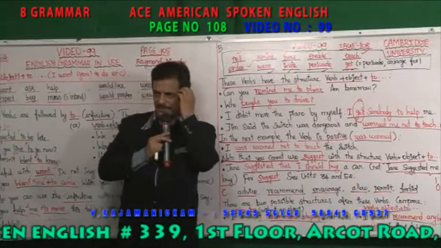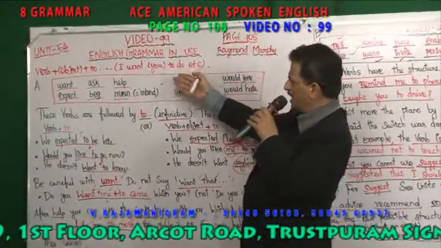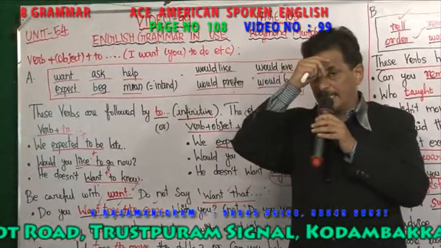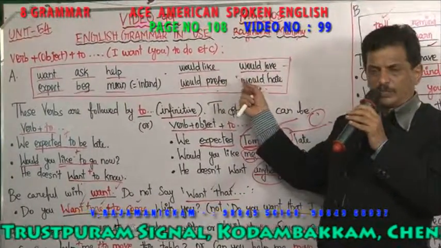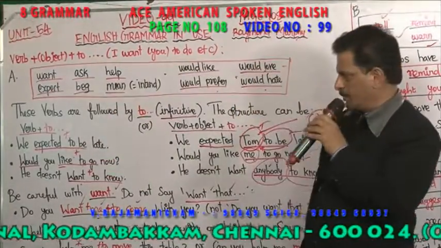Hope you're able to understand the difference. So friends, what you understand: want, expect, ask, beg, help, mean, would like, would prefer, would love, would hate, what comes after these? Object plus to plus present tense can come. Without an object, to plus present tense verb can also be used.